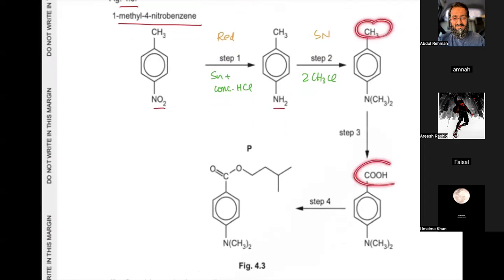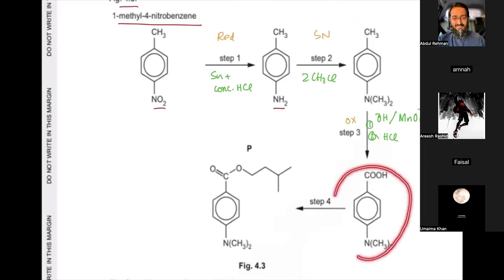Okay. Now in step 3, the methyl group turns into carboxylic acid, right? So that is an oxidation. And for that oxidation, we use alkaline potassium manganate(VII). And then we use hydrochloric acid or sulfuric acid to acidify it. That is oxidation.